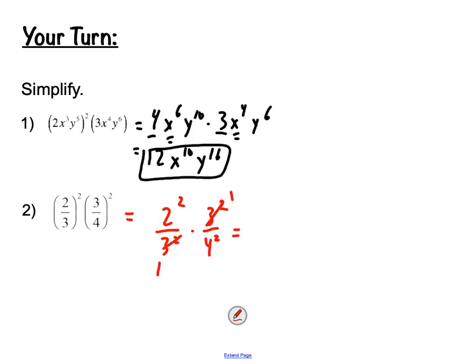2 to the second there is 4. 4 to the second there is 16. I always look to see if I can reduce down any fractions there. I can reduce down 4/16. 4 goes into 4 there once. 4 goes into 16 there 4 times. So my simplified answer there is 1/4.